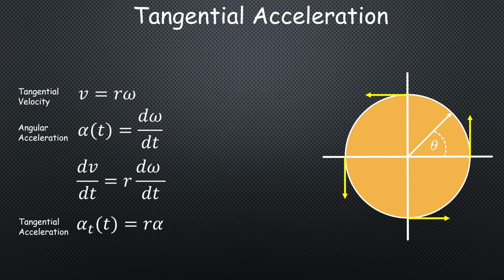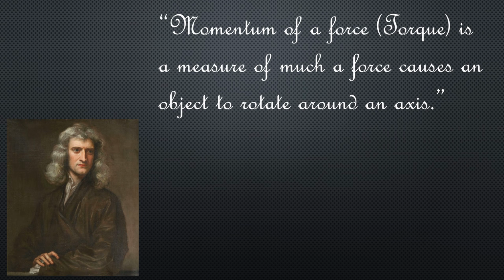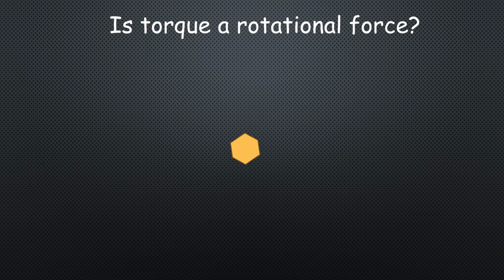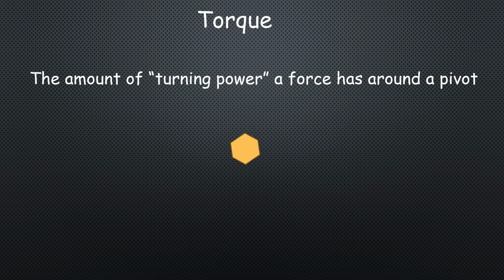The tangential velocity brings us to the next concept, which is torque. Torque is a measure of how much a force causes an object to rotate around an axis. This might make you think that torque is simply a rotational force, but in fact, there is no such thing in physics. Force is always linear, which is why we describe it as a vector. Torque is what force does when it is applied at some distance from an axis.